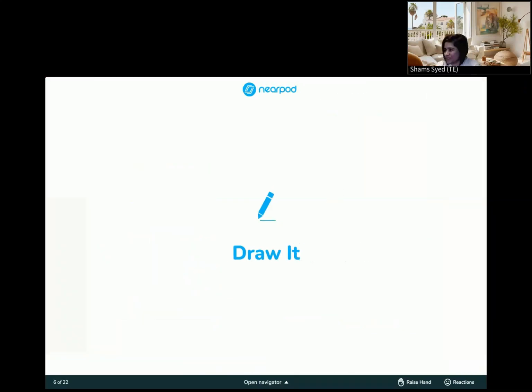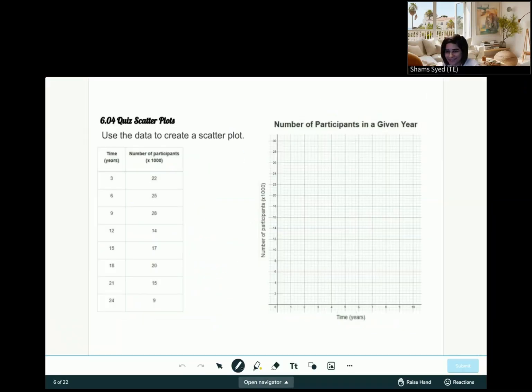Variety 3 is right here. Let's put dots on the scatter plot. Time is 3 and number of participants is 22. So 3 over here, go up 22. Going by 2s, 22 is right here. The dot is found. From 3, go up 22. Next, time is 6, go up 25. So 6 is here, I go up, this is 22, 24, a little bit more up, 25.